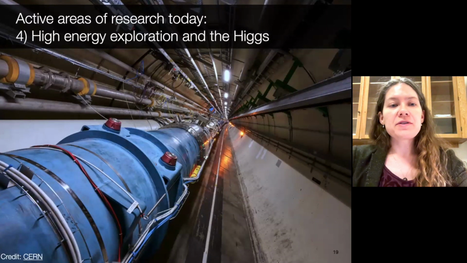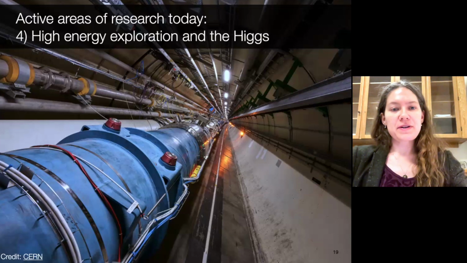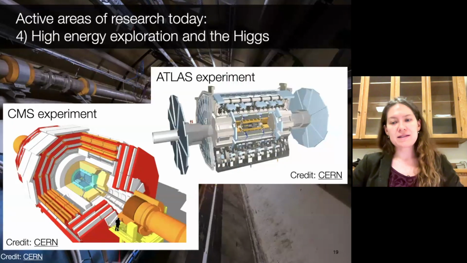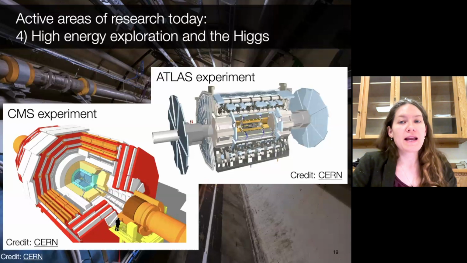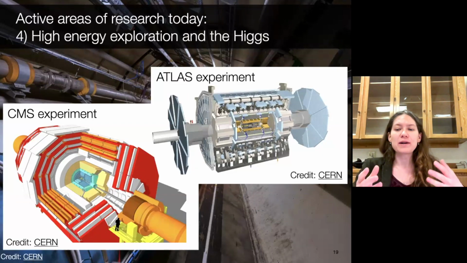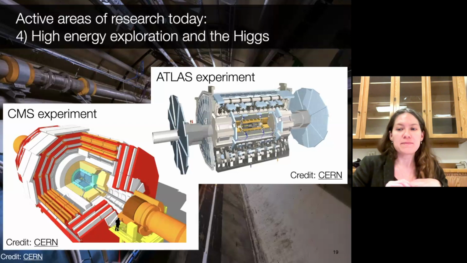And then the fourth active area of research I want to highlight today is what we in North America often refer to as the energy frontier. This is high energy exploration and the Higgs boson. There are only two experiments in the world, the CMS experiment and the ATLAS experiment, both located at the LHC. These are the only experiments in the world that are able to study the Higgs boson, because the LHC is the only accelerator in the world that's able to make them. So for this particular kind of work, where you're looking at these really heavy and really rare particles, this is the place to do it. And these experiments make that possible.